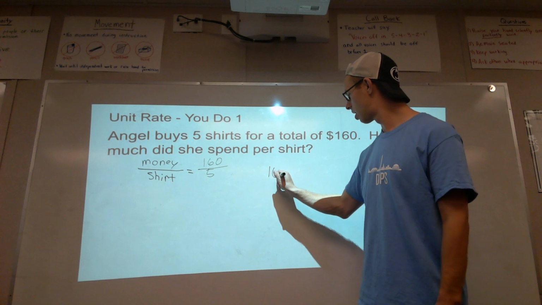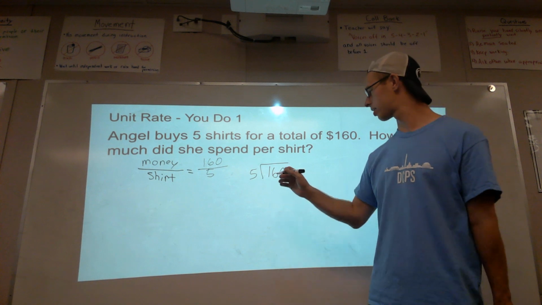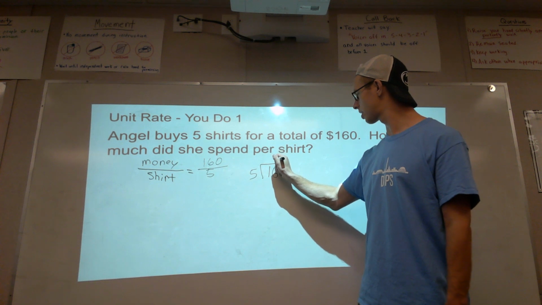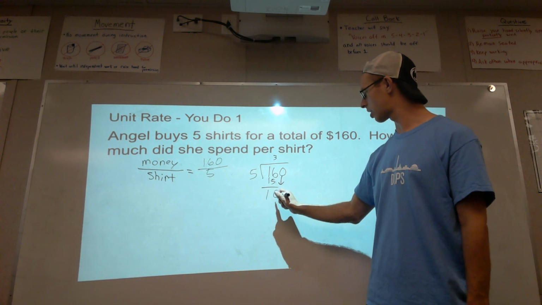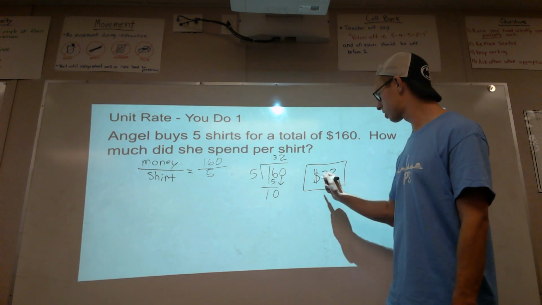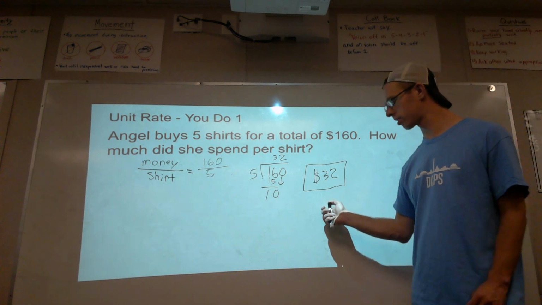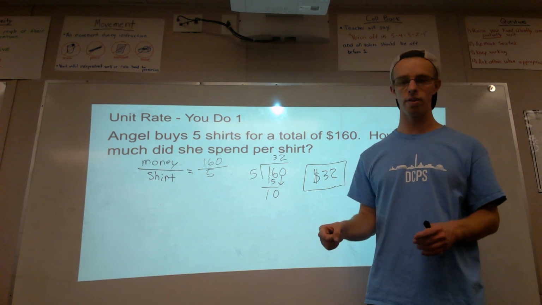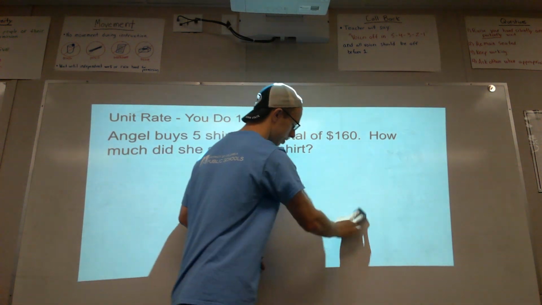So I'm going to set that up. 160 divided by 5. And this time I'll go through the division faster, right? So 5 goes into 1 0 times. 5 goes into 16 3 times. I'm setting up the division. 5 goes into 10 twice. And I can see that it is $32, right? $32 per shirt. So if you buy one shirt at this rate, it's going to cost $32. So I'll leave that up for a second. Go ahead and pause if you need to take the notes. And we'll get ready for example 2 here.